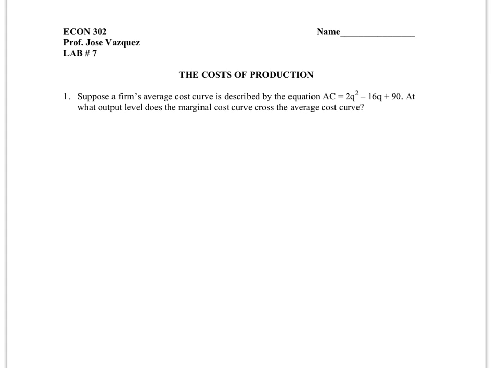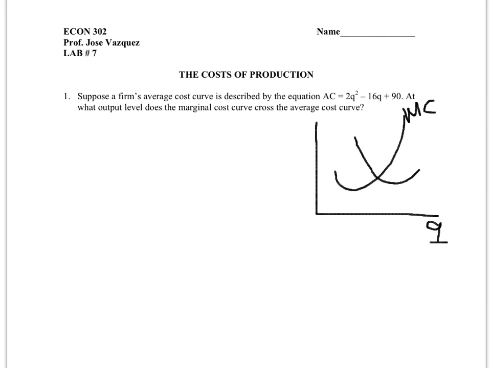Alright, this is finally lab 7. The first question we went over in class. The main thing you have to remember here is that when you have Q here, the marginal cost curve is going to cross the average cost curve when the average cost curve is at the lowest point.